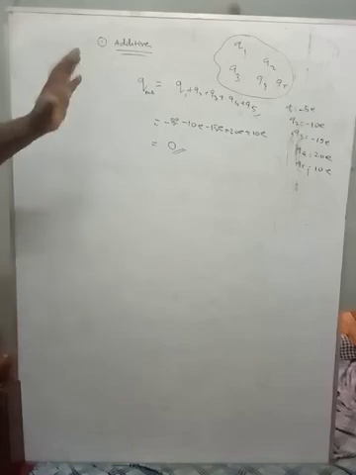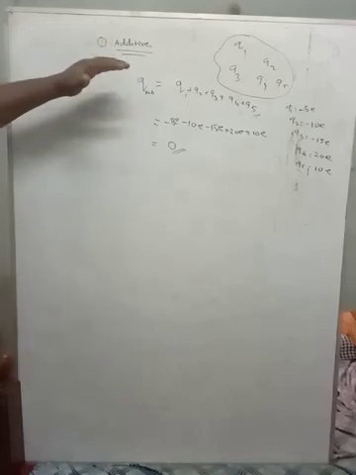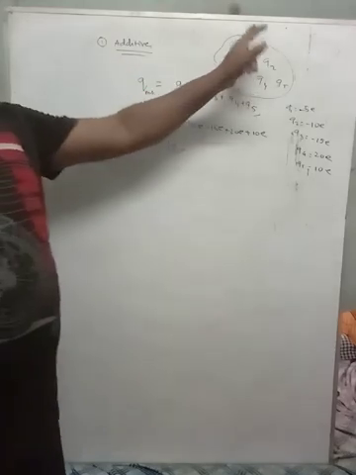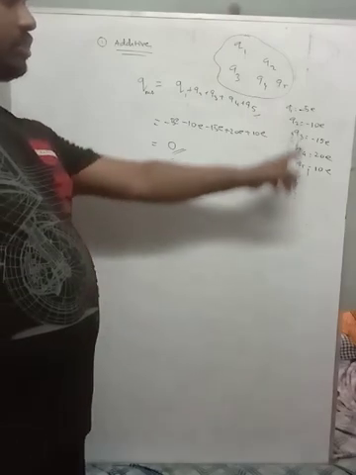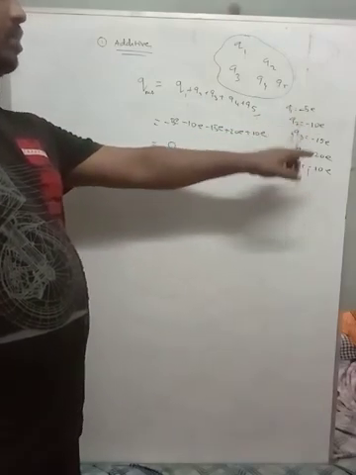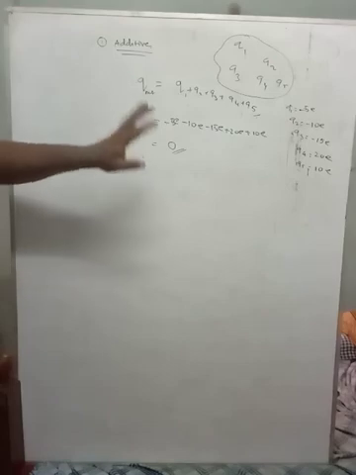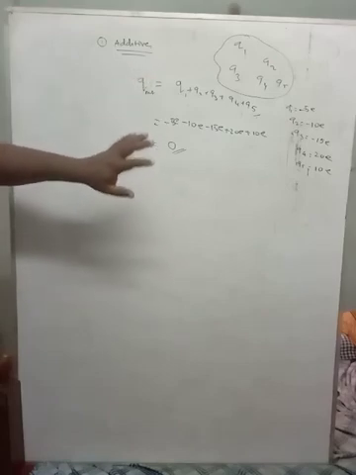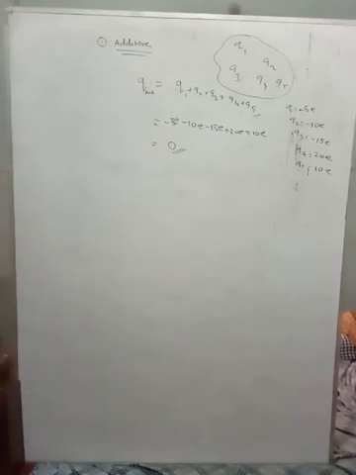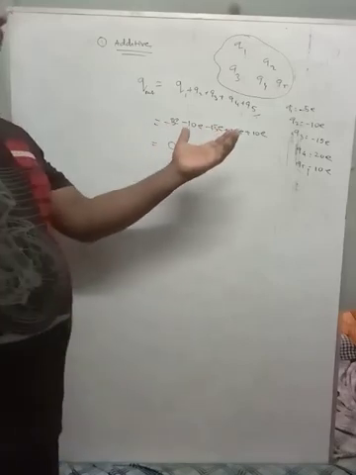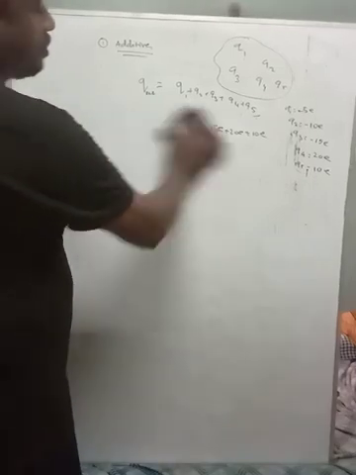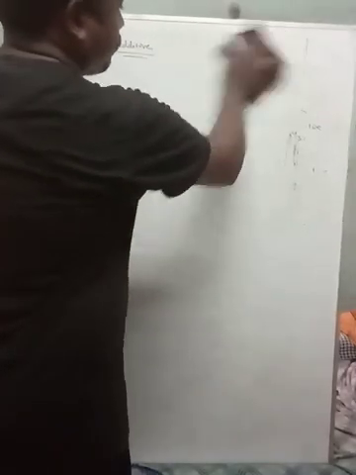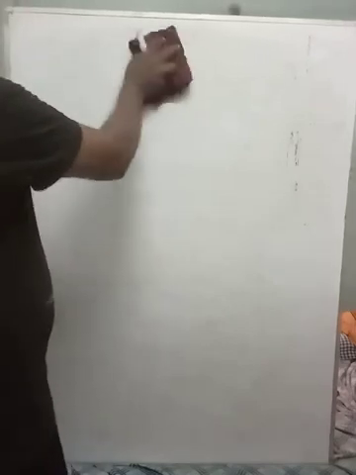So the first characteristic is additive. Additive means the algebraic sum. Why do we use the word algebraic? Because you have to consider the negative and the positive signs. The algebraic sum of all the charges in the given system is considered here, and that is the additive nature of charges. Now let us move on to the next one, conservative.